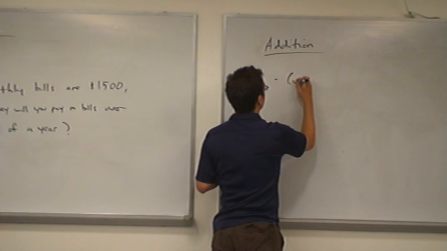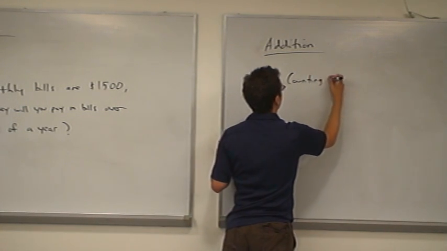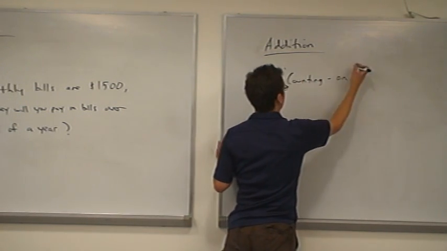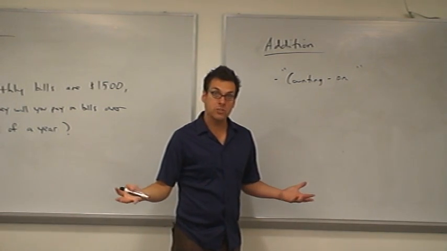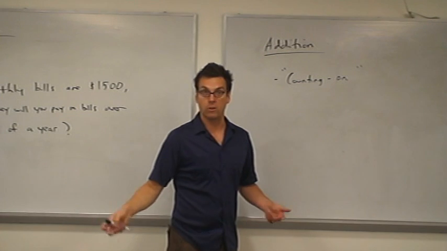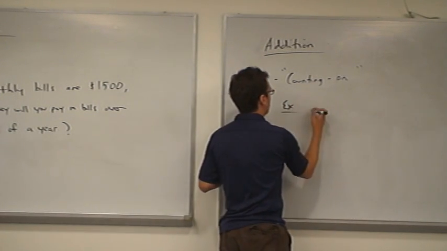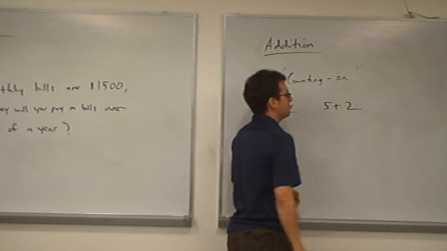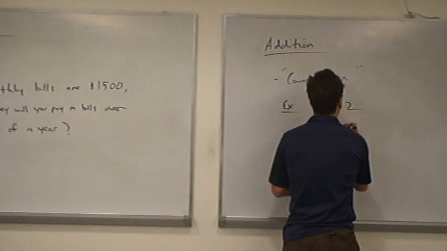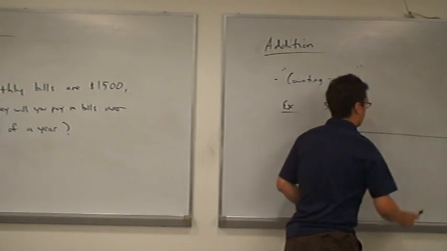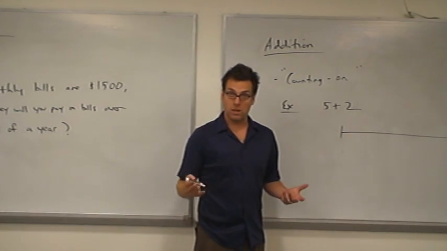Well, most students first learn addition at a very early age by so-called counting on. This can either be on fingers or pictorially on a number line. So as an example, if we wanted to consider the addition problem 5 plus 2, oftentimes students will learn how to solve the addition problem 5 plus 2 by using a number line.